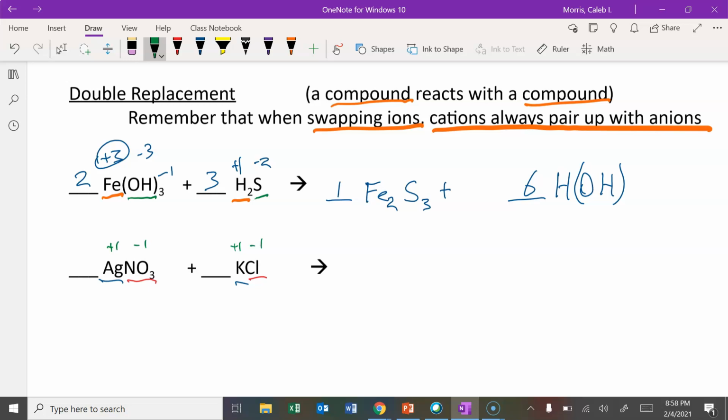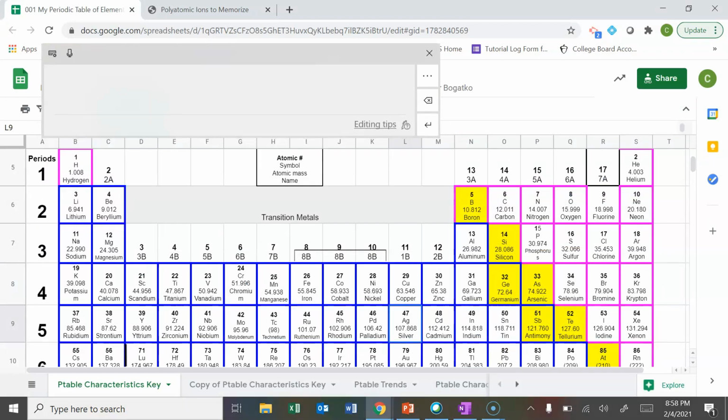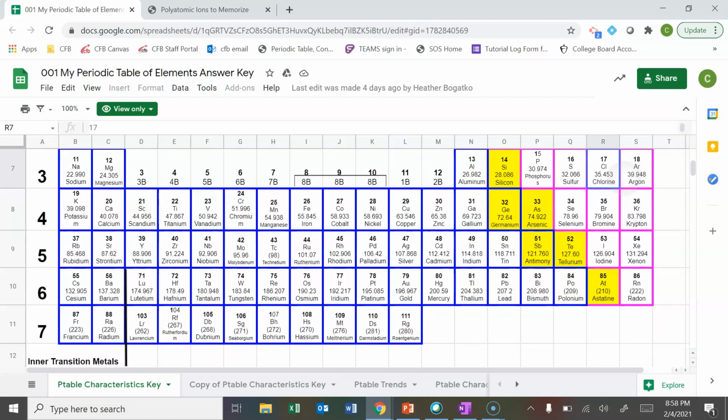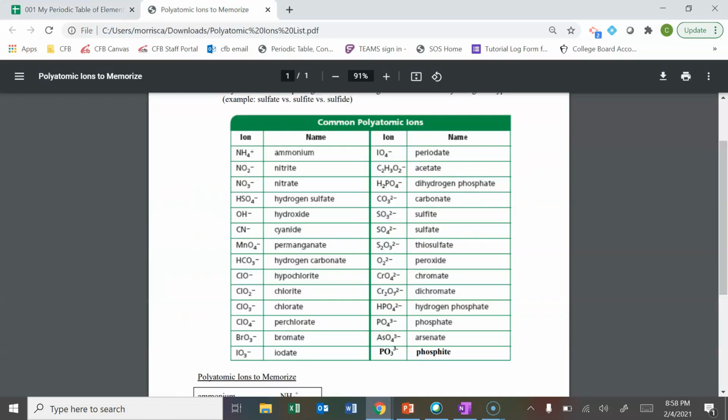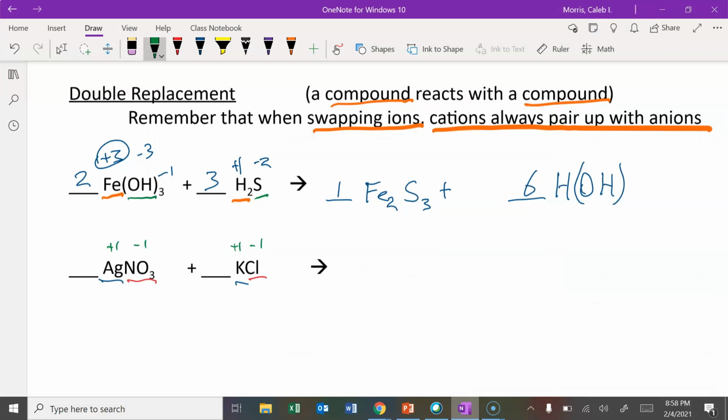We could find silver on the periodic table. It's right here. Memorize that charge if you don't already know it. And then chloride is right here. It has a -1 charge in that group 17, 7A. Polyatomic ions, nitrate has a -1 charge. It's right here. So that's where I'm getting this information: the periodic table and the polyatomic ion list. And of course, potassium is in group 1, so it's +1.